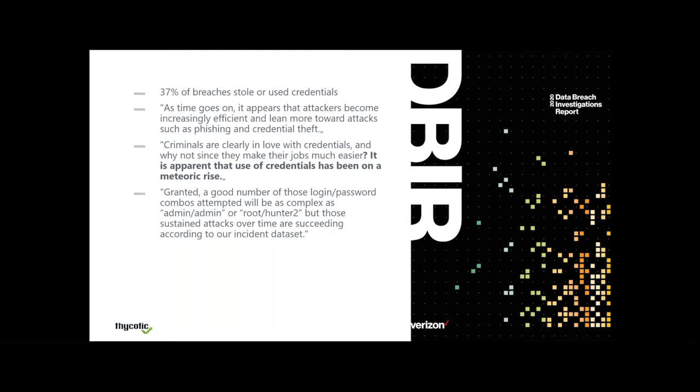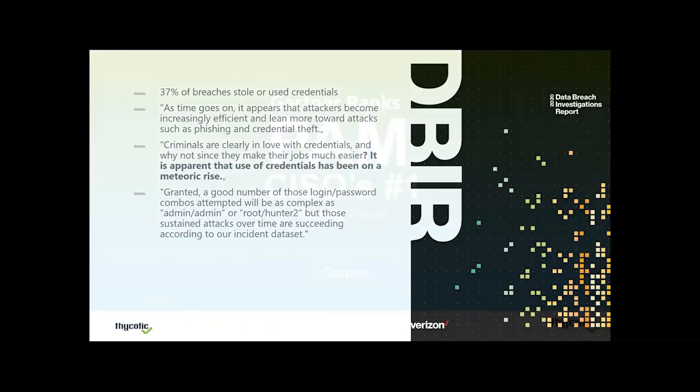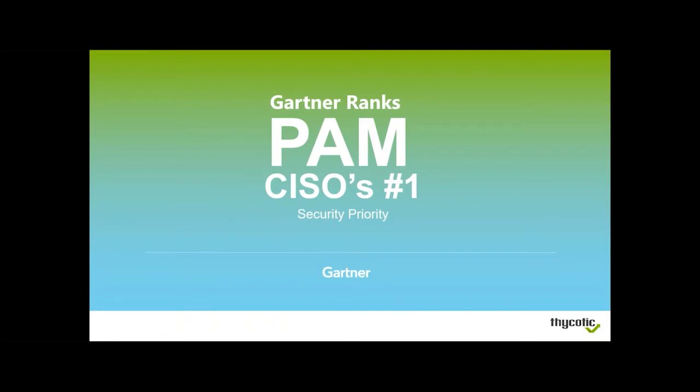It tells the story. We all know that credentials are super important and that we have to take care of them, and that's probably a good reason why Gartner is ranking privileged access management, PAM, as the CISO number one priority, and it does it a second year in a row. So that probably tells a lot about the priority of PAM that people really follow and pay attention to.